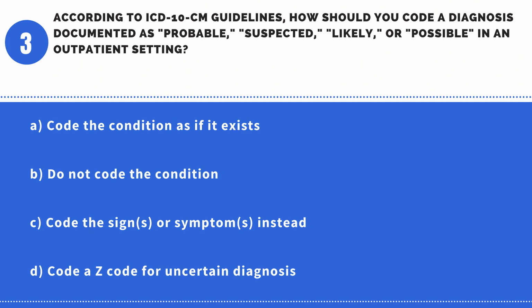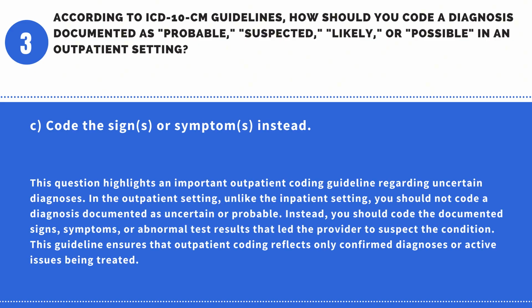Question 3. According to ICD-10 CM guidelines, how should you code a diagnosis documented as probable, suspected, likely, or possible in an outpatient setting? A. Code the condition as if it exists. B. Do not code the condition. C. Code the signs or symptoms instead. D. Code a Z code for uncertain diagnosis. Answer: C. Code the signs or symptoms instead.